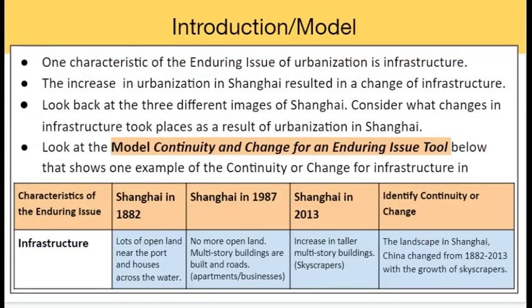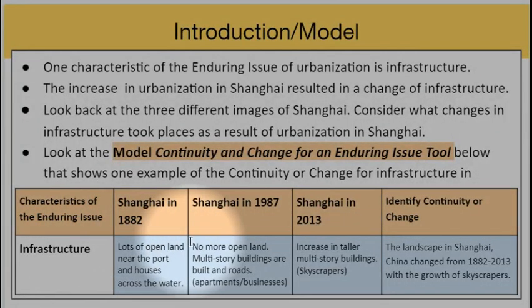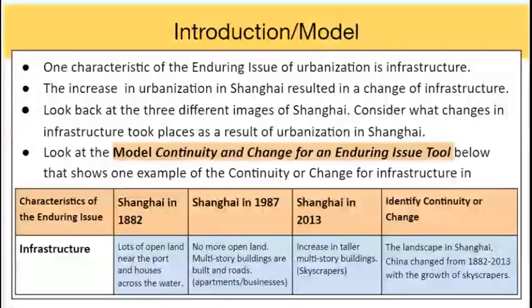The social studies people narrowed it all down to one line for infrastructure, as you can see over here. Infrastructure, right? Lots of open land, no more open land. Increase, they say the landscape change. They went with change with the growth of skyscrapers. Based on the different images, that's how you see change, and that's how you would have to write about infrastructure.